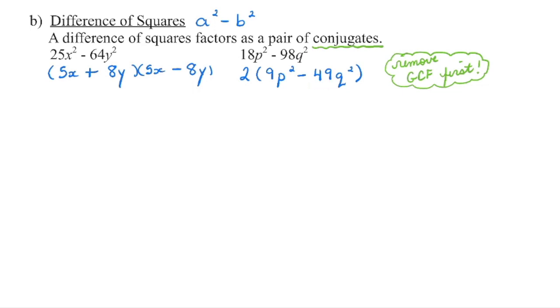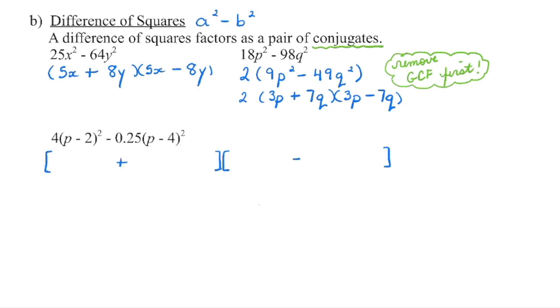So I can see two terms, check, is it a difference of squares? We are subtracting. Each of these terms is a perfect square. So we're going to go ahead and set up our conjugates. One is a plus, one is a minus. The square root of 9p squared is 3p. The square root of negative 49q squared is 7q. And again, you can quickly go ahead and FOIL that out to make sure that you have factored it correctly.